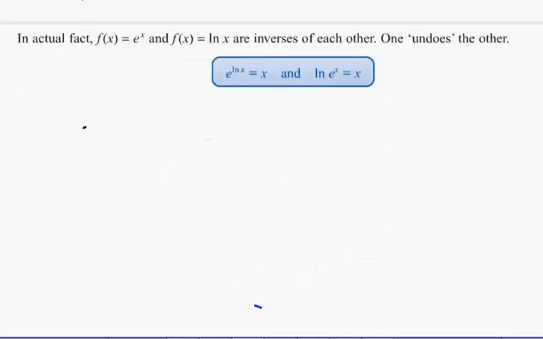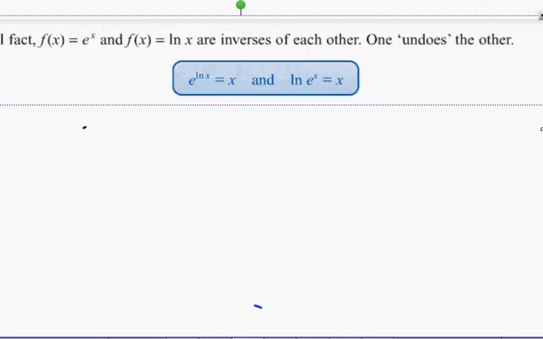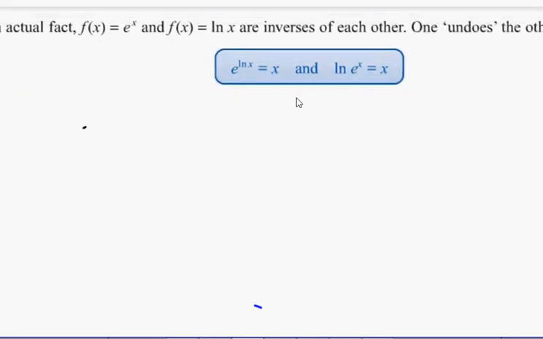Now that we've sorted that out, what we've got to understand next is that logs are actually inverses. Log and e to the x are actually inverses of each other. So let me explain why. ln means log to the base e. ln 5 would mean log to the base e of 5.